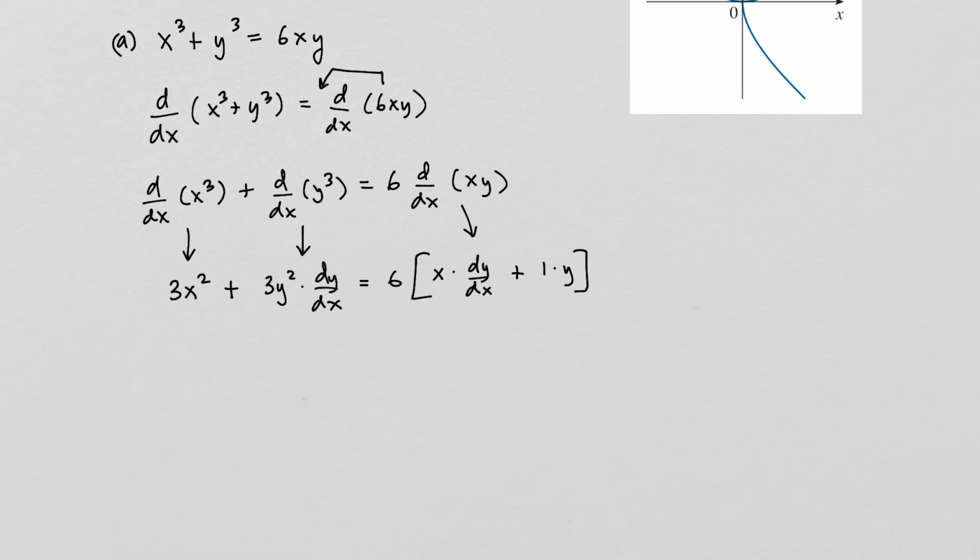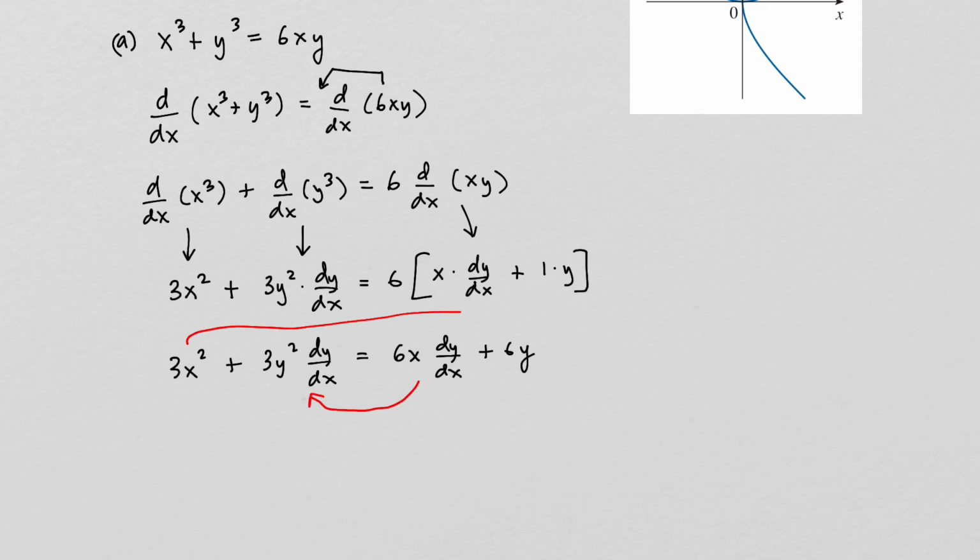Now, if we clean this up, we get the following. And all I did here was distribute the 6 to both of these. And now, remember what you're trying to do. You're trying to find the derivative dy dx. So we've got a term here with dy dx. We have a term here with dy dx. We need those terms on the same side of the equation. So I am going to subtract this term over here, and I'm going to subtract this term to the right side.